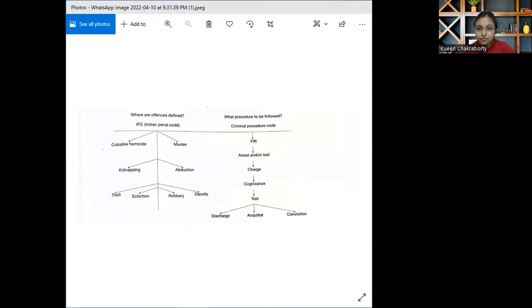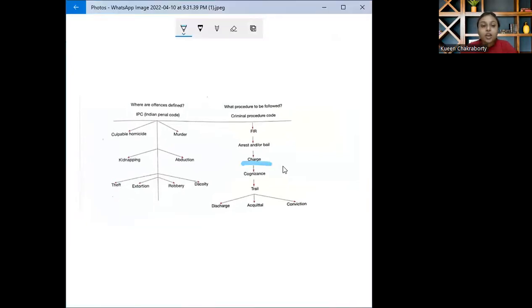Next, we have charge. Right? So, what is charge? A charge is the precise formulation of the specific accusation made against a person who is entitled to know its nature at the earliest stage. Now, according to section 2(b) of the CrPC, charge includes any head of charge when the charge contains more heads than one.